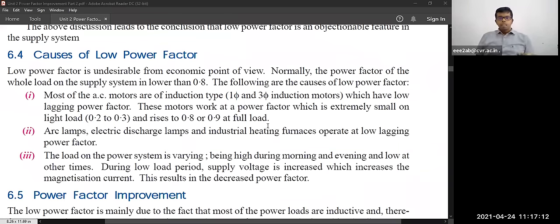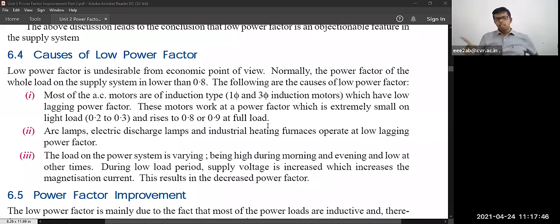Sometimes you do this even without intimating: you are operating a welding machine, or some induction machine, maintaining belts, something like that, without intimating. The substation will not be able to find out exactly where it happened, so they will call the industries.